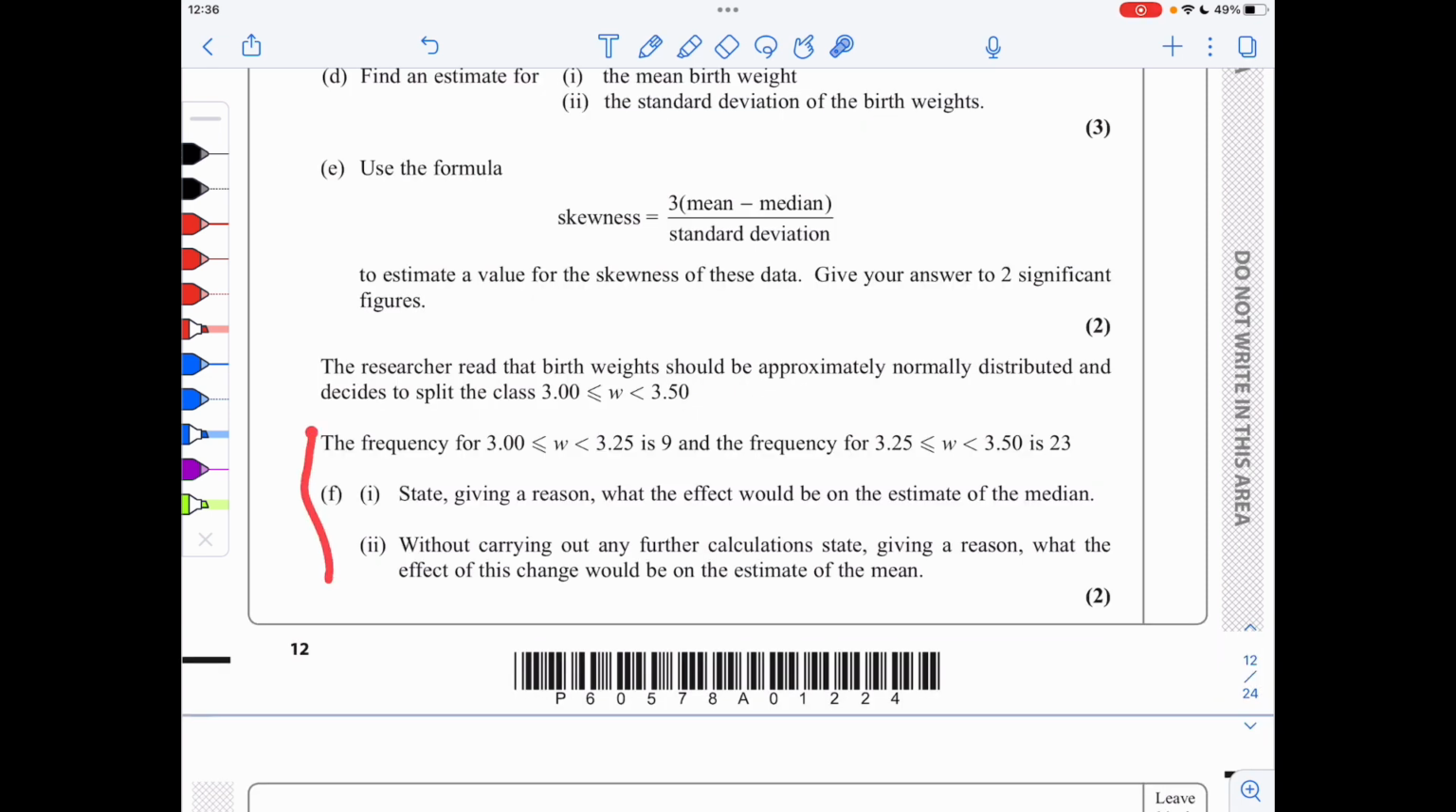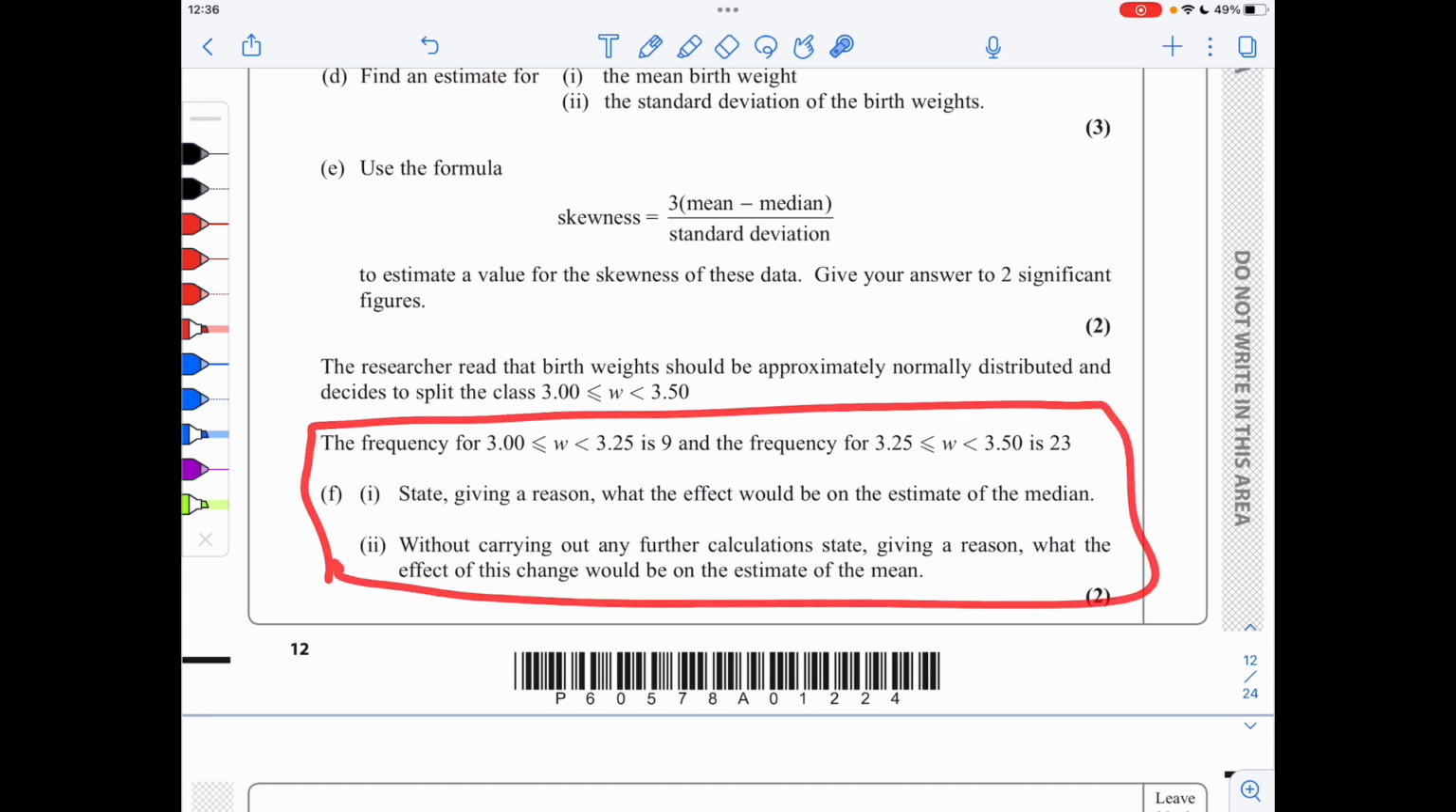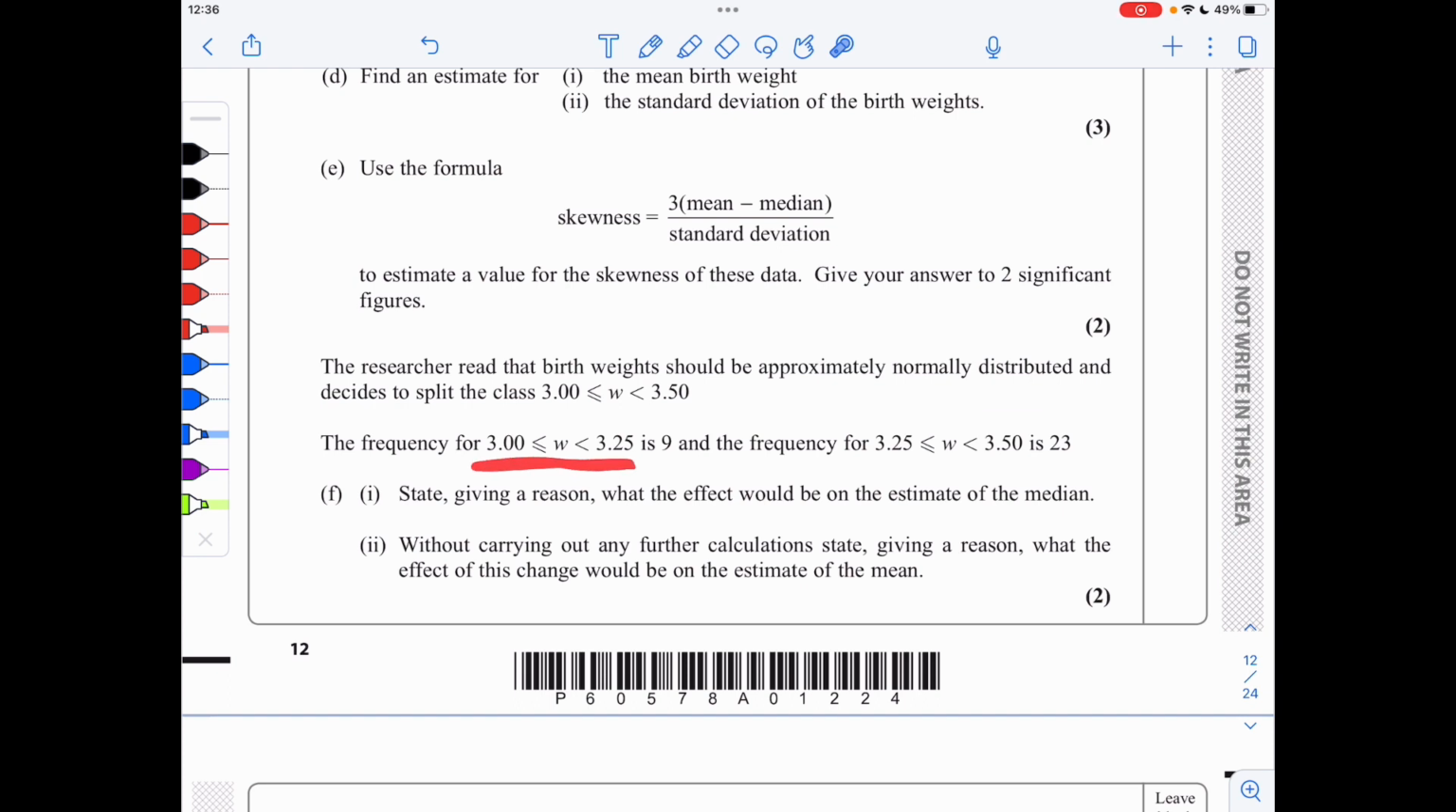In part F, we are now told that we split the 3 to 3.5 class into two classes, from 3 to 3.25 and from 3.25 to 3.50. And we need to state, giving a reason, the effect this will have on the median, and then the effect this will have on the mean.